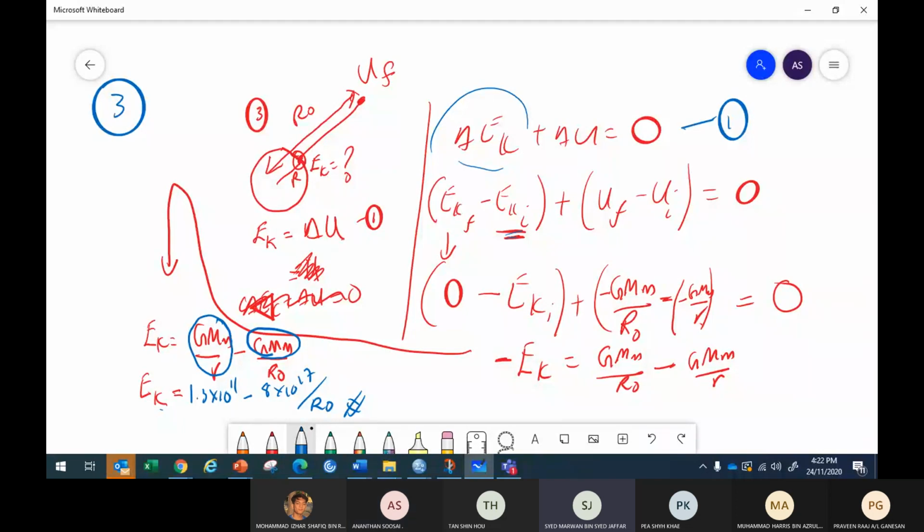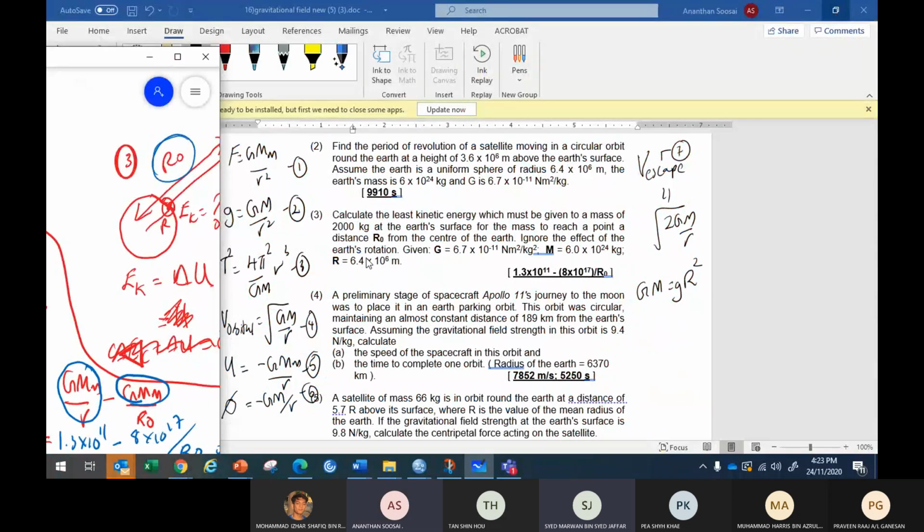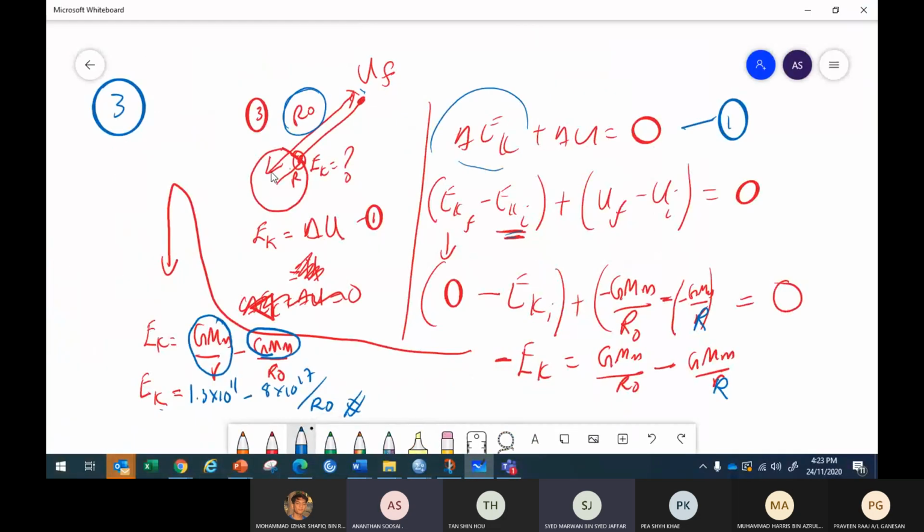Does that mean, because from what I did, I only used small r, not capital R? You only used small r. Okay, yeah. The radius of the Earth should be capital R. But you need to use R and R naught, right? R naught is from the center to the point. But the question says R is from the center of the Earth, right? Capital R is the radius of the Earth. Oh, I see. R naught is from the center of the Earth to the point where you want to reach. That's your R naught. Capital R is the radius of the Earth.